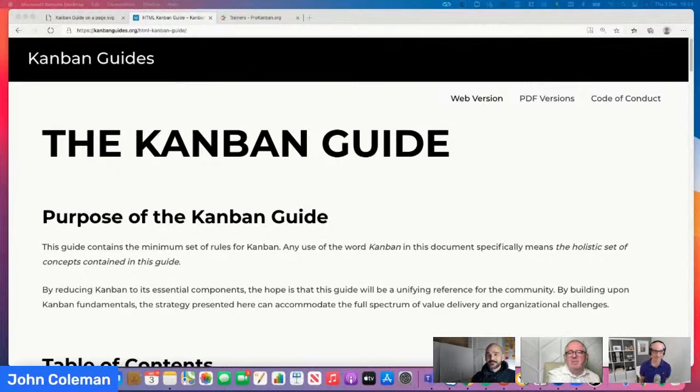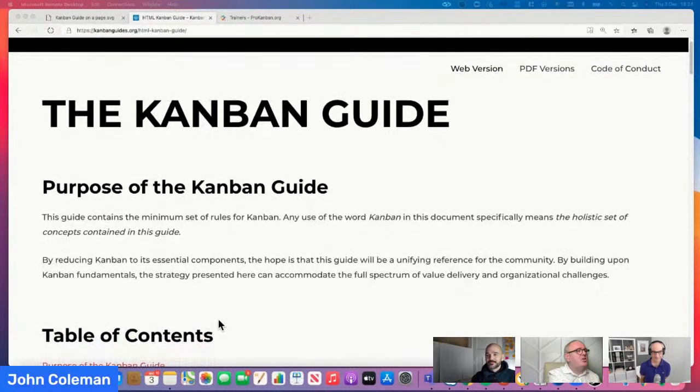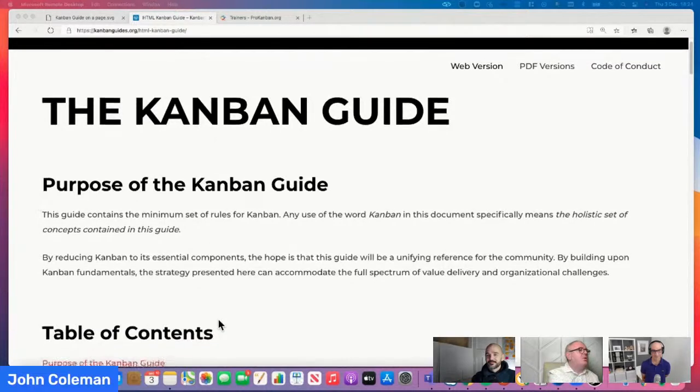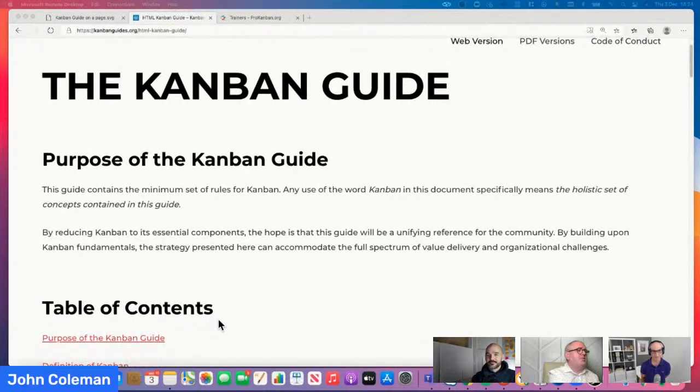Yeah. So Daniel, we'll start off. We're going to walk through the guide for the people watching. Can you take us through the purpose of the guide and the definition of Kanban?